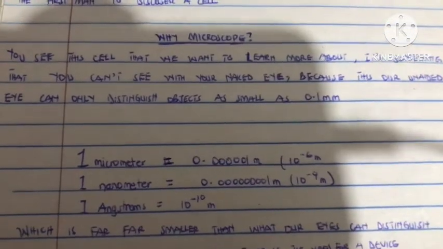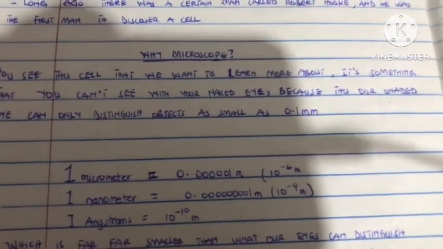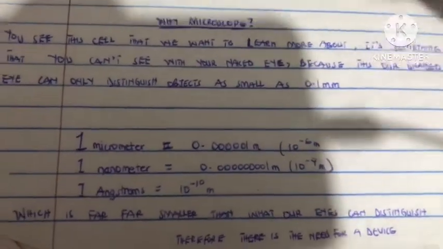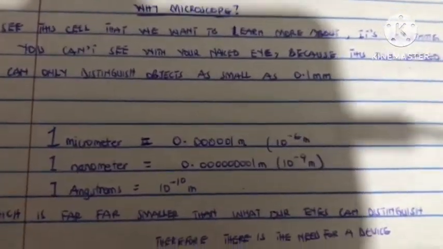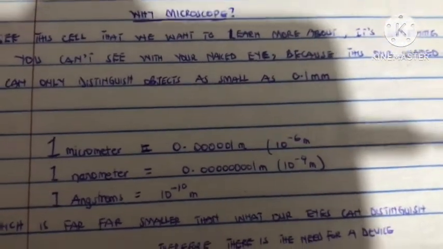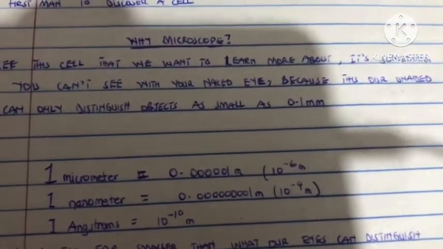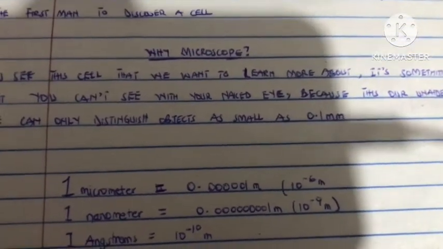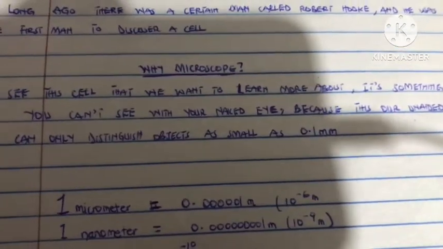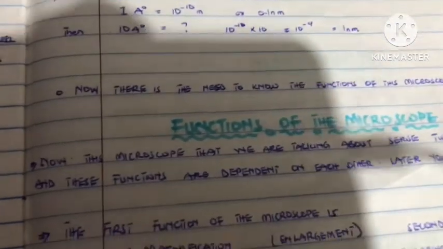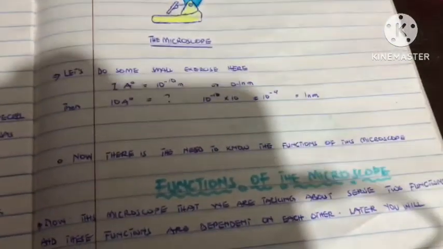Now, the question is, why am I talking about all these things? I'm talking about these things because these cells and their components that we want to study are measured in micrometers, in nanometers, and in angstrom, and this is far smaller than what our eye can distinguish, which is 0.1 millimeters. And that's why we need the microscope to see the cell and its components. Hope you understand.